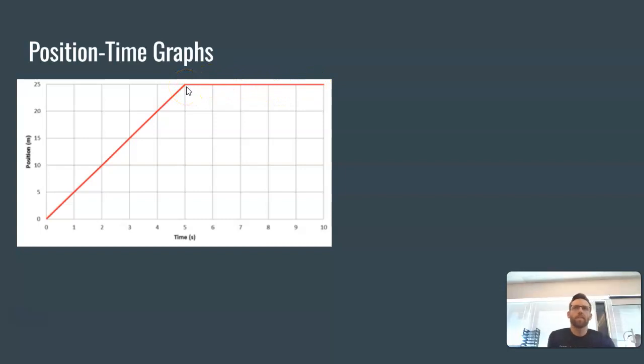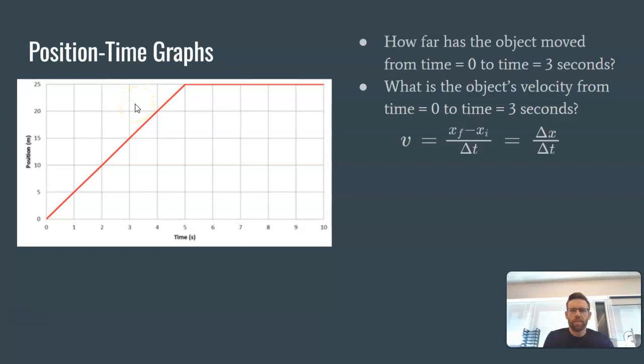Now, the next few things I want you to be able to understand is how do we figure out how fast an object is moving when we look at a position time graph? So I'll give you a couple of examples here. So first of all, how far has the object moved from time equals 0 to time equals 3? And then what is the object's velocity from time equals 0 to time equals 3? So we can look at this position time graph: at time 0, it's at a position of 0. And then at time equals 3, it's at a position of 15.